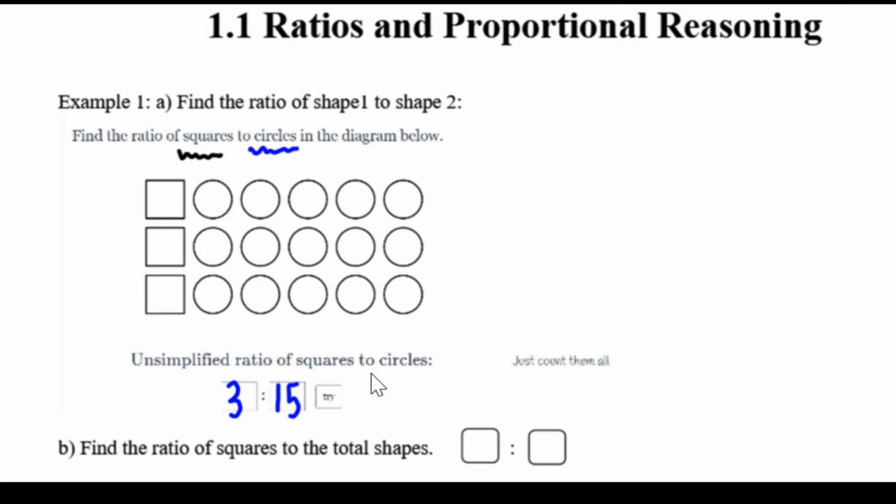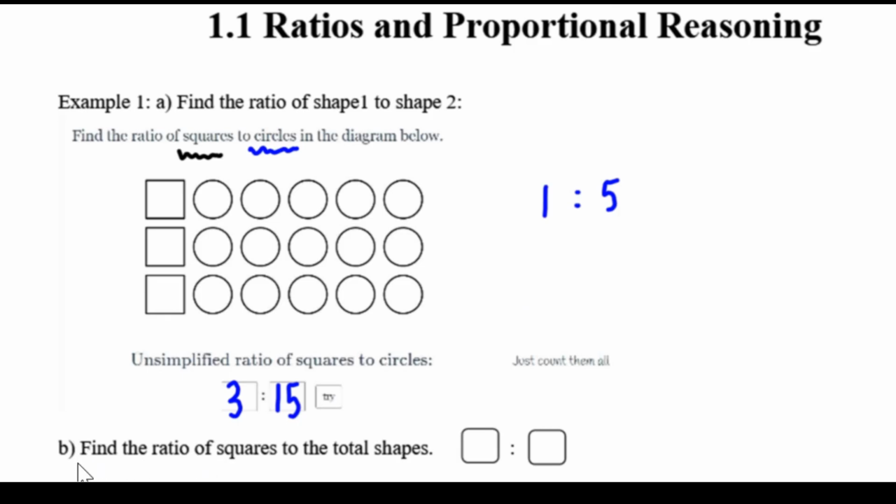And if we want to simplify, it means we want to group this into 3 groups. So 1 to 5, 1 to 5, 1 to 5. We divide the 3 squares by 3, 15 by 3. Then we have 1 square to 5 circles. We call this one simplified ratios.